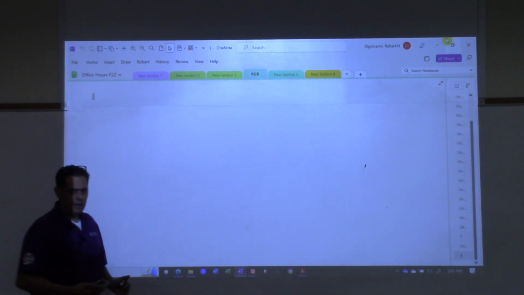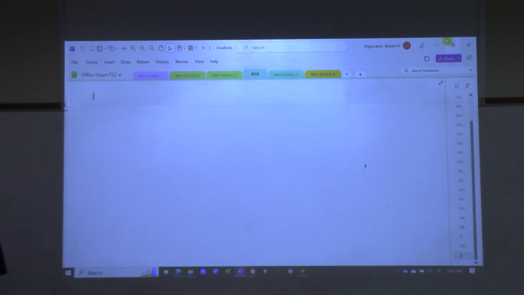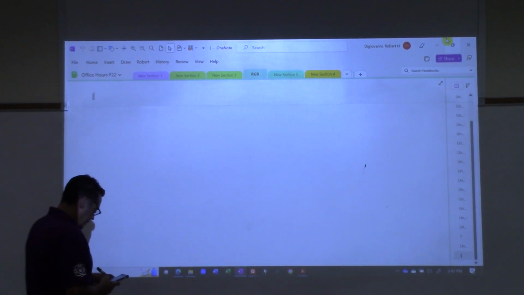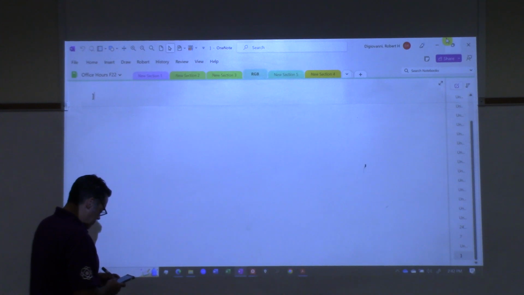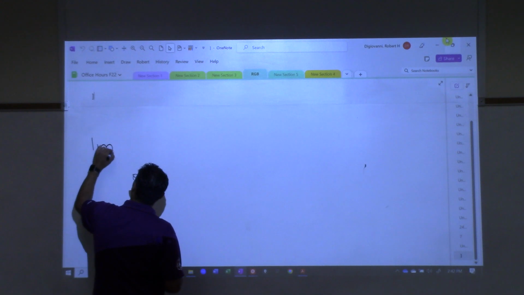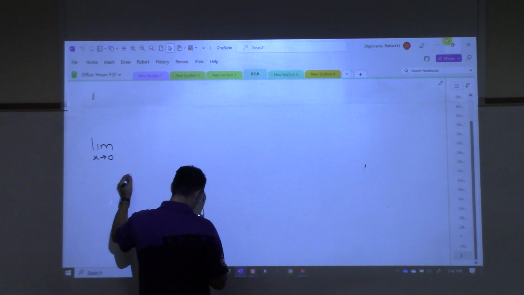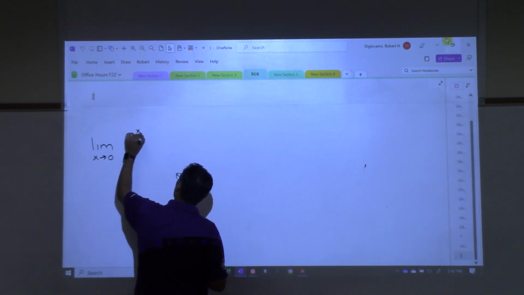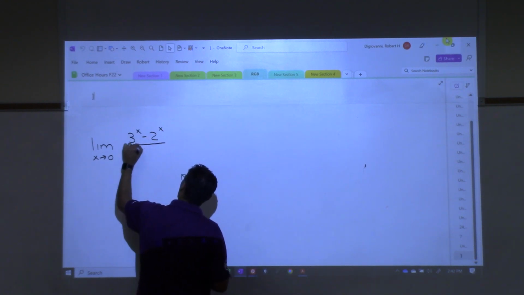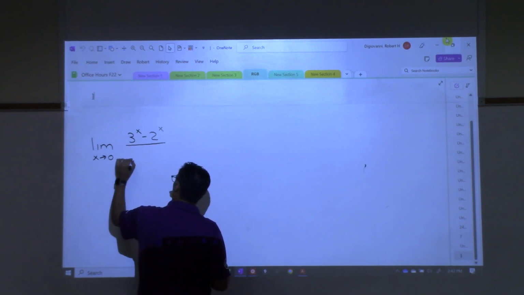So what I like to do when I'm covering L'Hopital's rule is go online, do a Google search, and find a list of problems that I've never done, so that we can discover these together. So let's do, here's an interesting one. Limit as x goes to 0 of 3 to the x minus 2 to the x over x squared minus x.